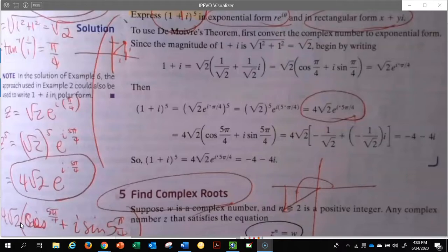So this video was talking about 9.3 and working through de Moivre's theorem, specifically using exponential form.